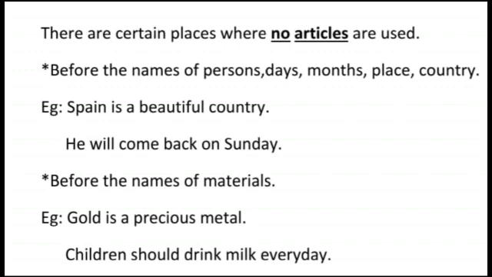Like that, he will come back on Sunday. A day is mentioned here, name of a day, Sunday. So here also, we never use any articles. Next one, before the names of materials. Example, gold is a precious metal. That material is referred to here. We never use any article. Children should drink milk every day. Milk. Before that material also, we never use any article.